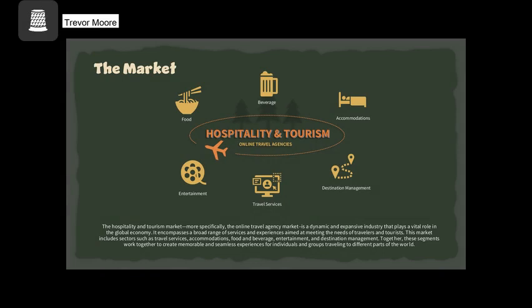Diving deeper into the market, on a broad spectrum is hospitality and tourism, but to break it down more specifically, we are in the market of online travel agencies. This industry is very expansive and plays a vital role in the global economy, along with the economy in North America. The travel agency market covers services from booking, that initial form of travel, to living accommodations, to food and restaurants, into the entertainment while you are on your getaway. Together, all of these services make up what we hope is a memorable and seamless experience wherever you travel in the world.